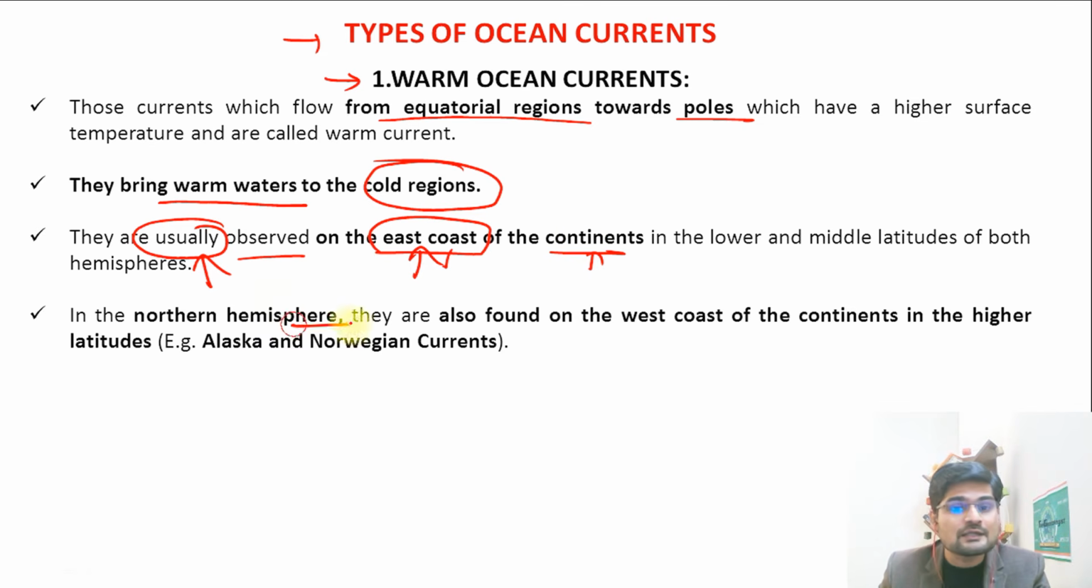For example, in the northern hemisphere, they are also found in certain areas like the western coast of continents in the higher latitudes, that is near Alaska and Norway. That is why the Alaska and Norwegian currents are also warm currents, but they are not on the east coast. So these are the important exceptions that we also need to remember.